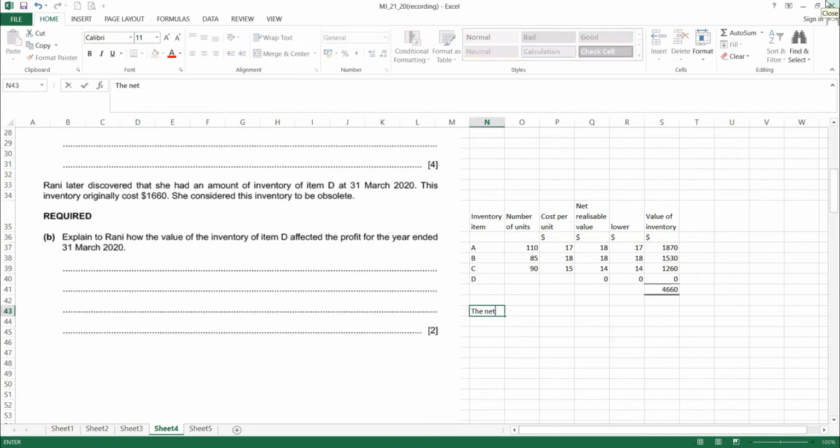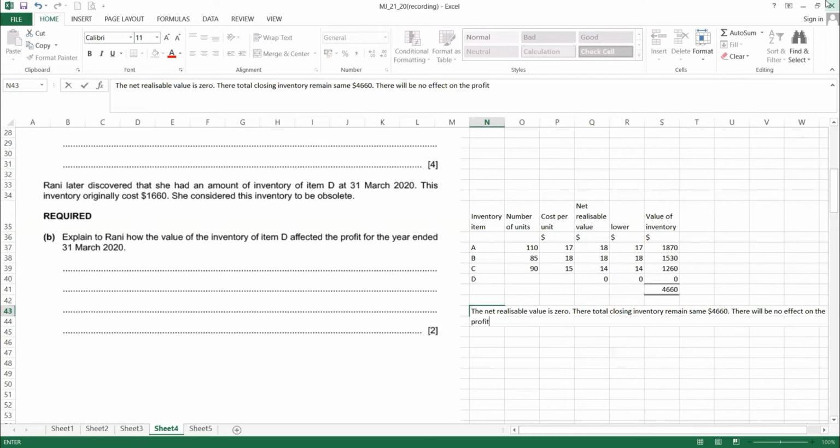So here you can put that the net realizable value is 0. Therefore, the total closing inventory remains the same, 4,660. Okay, now next, they say there will be no effect on the profit.